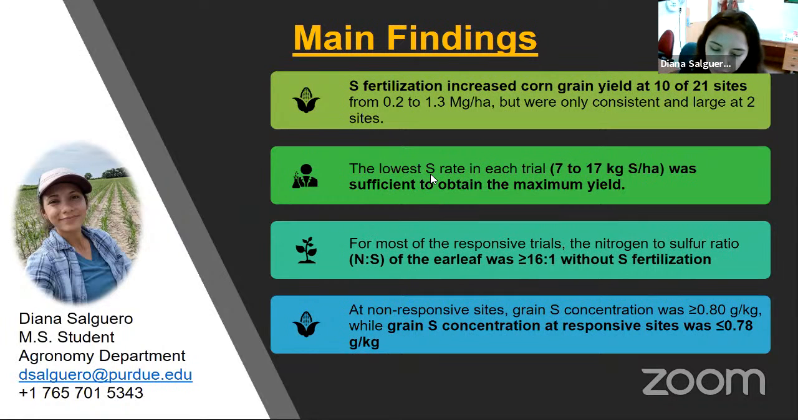Okay, so for that we use information reported in other areas in previous research, having similar environments with similar soil type and organic matter. Based on that, we established the rates that we put out in every location. So every location had a different rate.